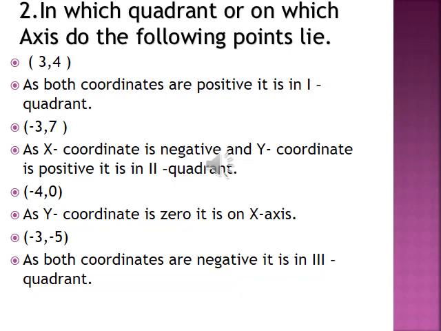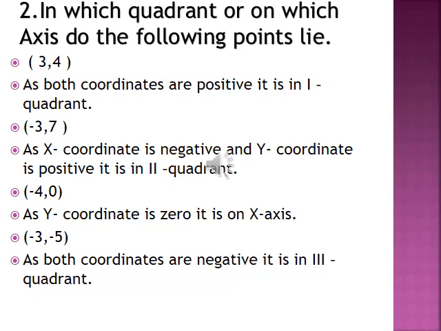(3, 4). As both the coordinates here are positive, it is in the first quadrant. (-3, 7). Minus 3 means the x coordinate is negative and the y coordinate is positive, and therefore this point lies in the second quadrant.